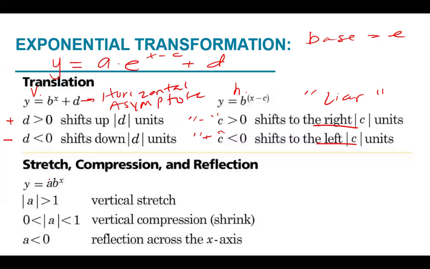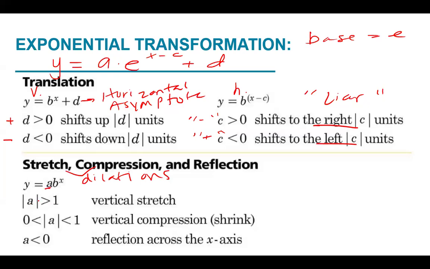All right, now we're going to talk about our A. So your A, the guy out front, the factor, your coefficient, your stretch and compression together, those are called your dilations. So those are your two types of dilations. You can have a stretch dilation or a compressed dilation. Okay. All right. So absolute value of A, meaning ignoring if it's negative.